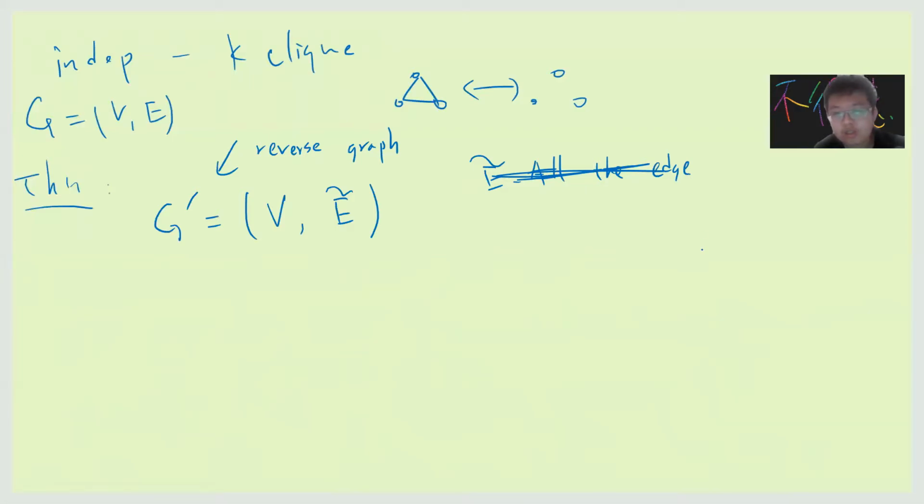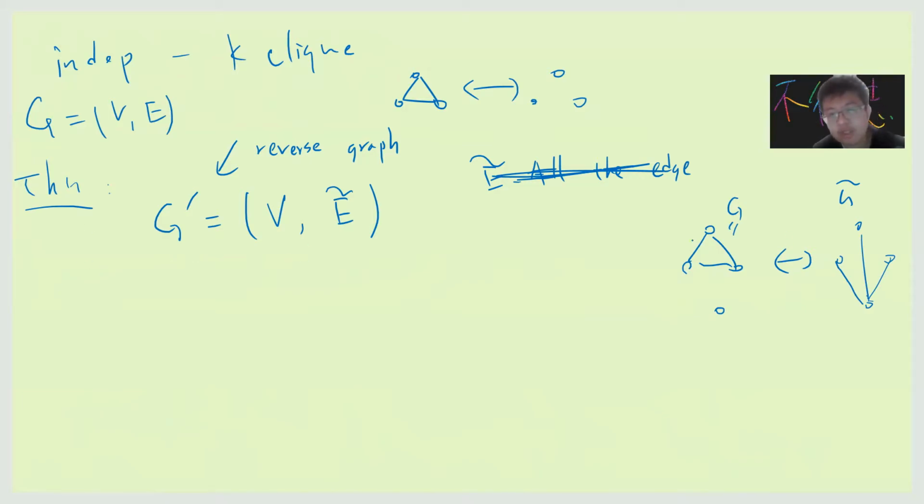Okay, so for example, this is the original graph G, and you do the reverse, which gives you this. This edge is already connected, right? So I just remove it, and these do not connect, so it becomes this. I don't write the definition, but you know what I mean. So this is called the reverse graph.